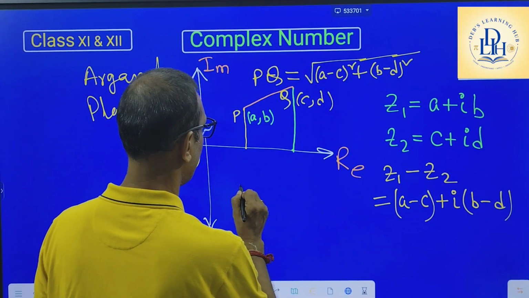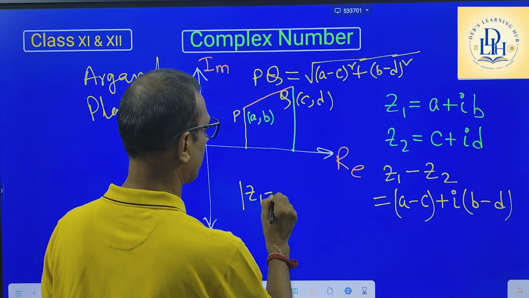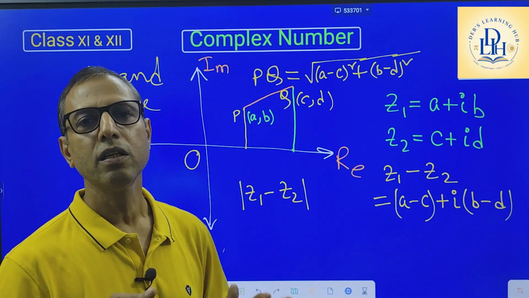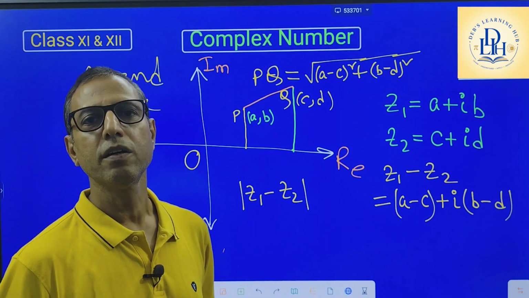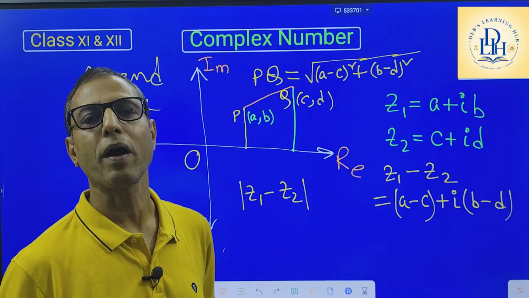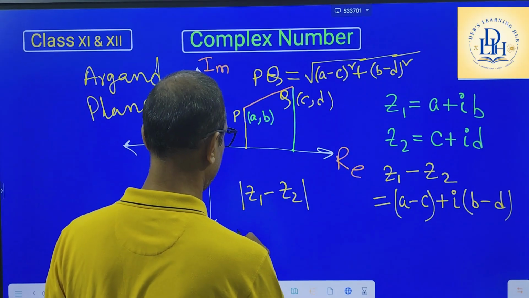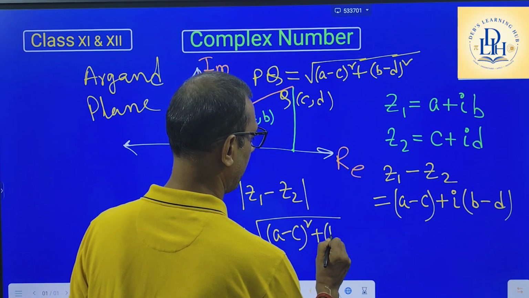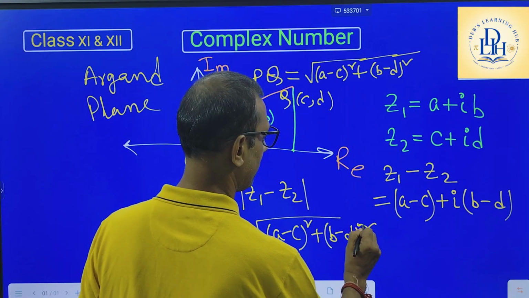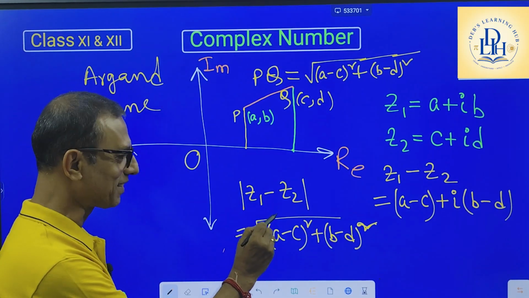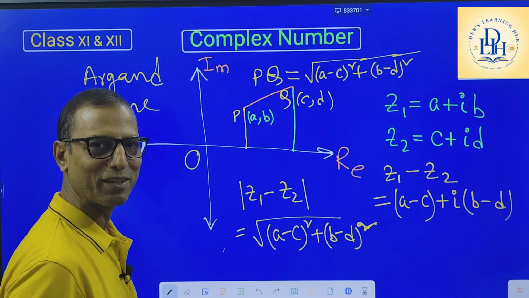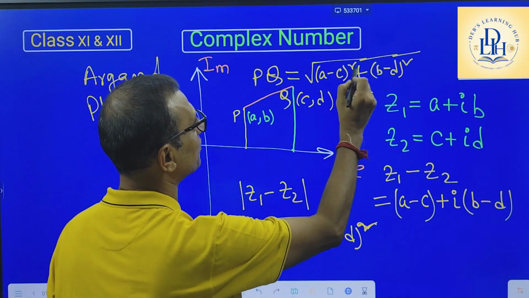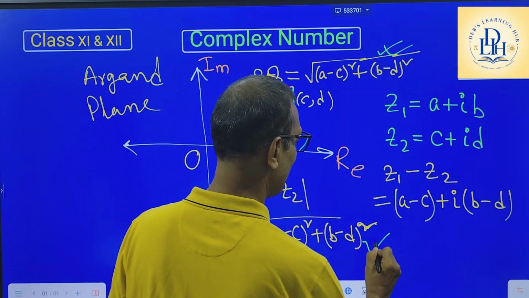Now if I say mod of Z1 minus Z2, what is the definition, how to calculate mod? Mod is the square root of the square of the real part plus the square of the imaginary part. That means here it is root over (a minus c) whole square plus (b minus d) whole square. Mod of Z1 minus Z2 equals root over (a minus c) whole square plus (b minus d) whole square. And the same thing here is the distance between these 2 points. With respect to coordinate geometry, it is also (a minus c) whole square plus (b minus d) whole square. So these two are the same.